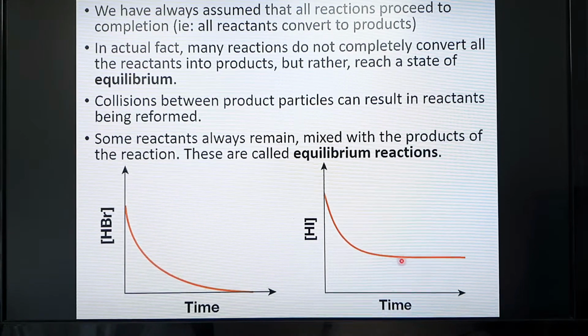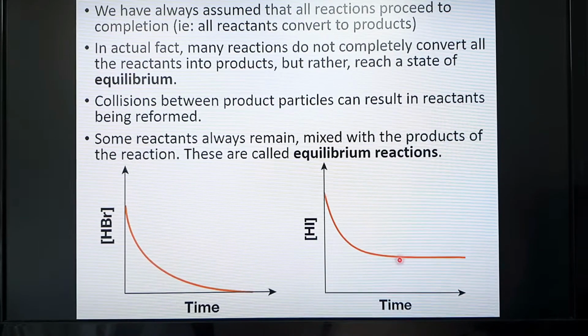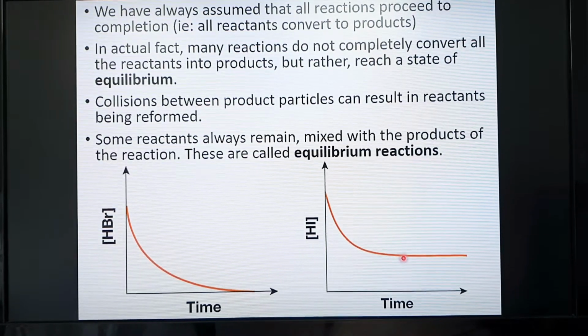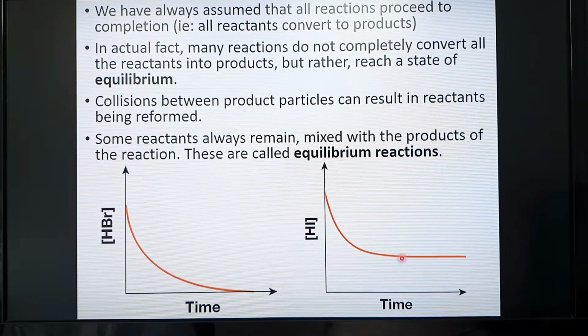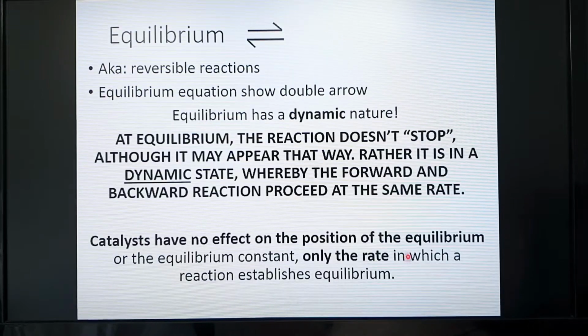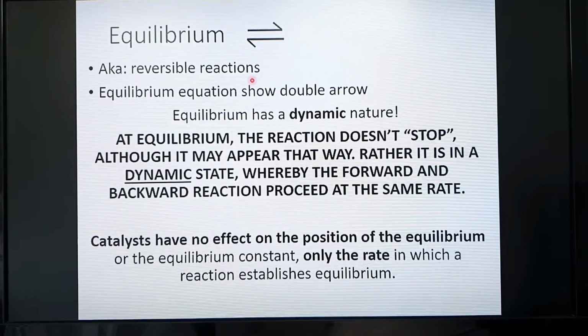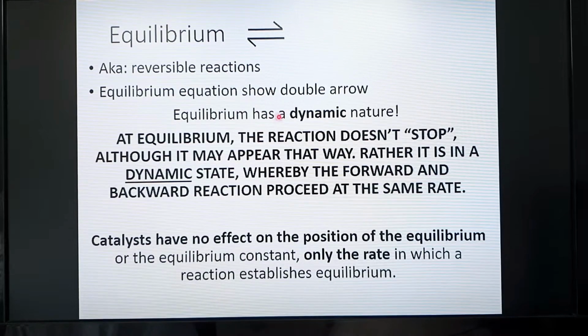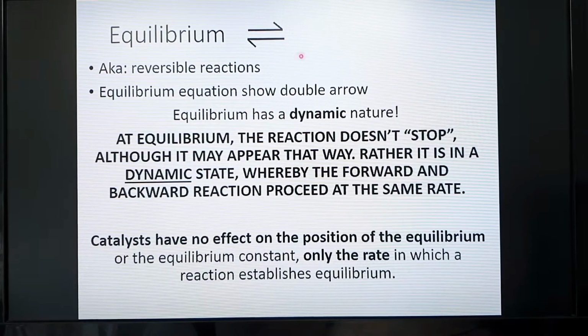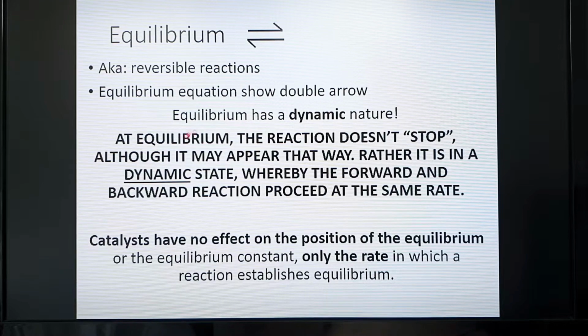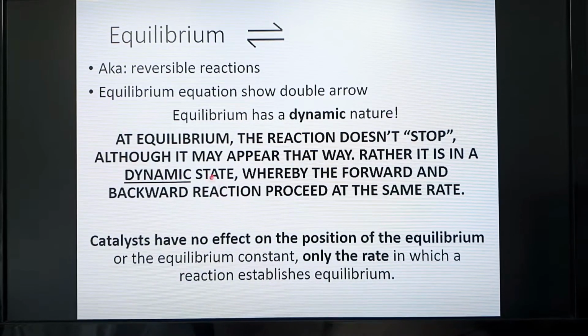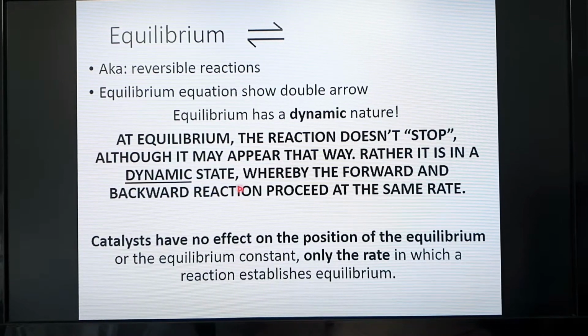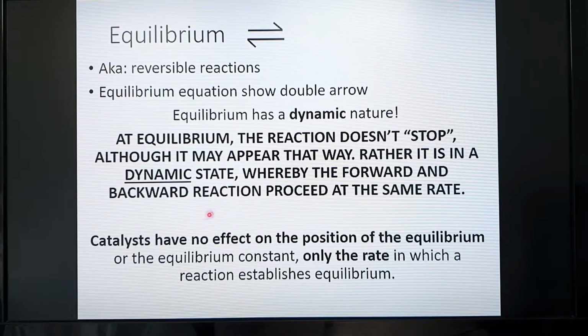It doesn't mean there's no reaction happening. It does not mean that at all. It just basically means that the forward and backward reactions are going at the same rate. So when we're talking about equilibrium, we're talking about reversible reactions. They have a dynamic nature, and we're going to use this double arrow to show it. At equilibrium, as I said before, the reaction doesn't stop, but it just looks like it has, because the amounts and concentrations remain the same, but it's in a dynamic state. The forward and backward reactions proceed at the same rate.